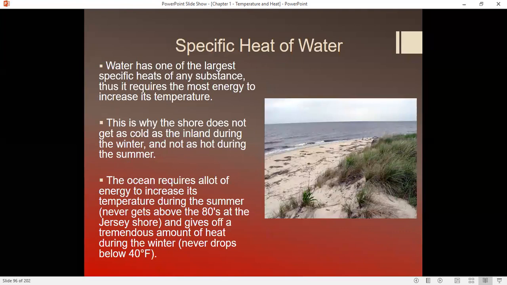And that's important because in the summertime, the ocean takes a lot of energy to heat up. So if you go down near the ocean, generally the temperatures are going to be much more moderate during the summertime. It'll be hotter inland, but cooler near the ocean. Why? Because the land's very easy to heat up. Okay?